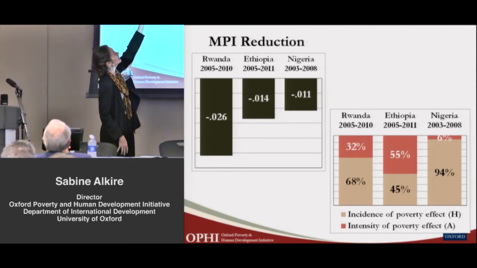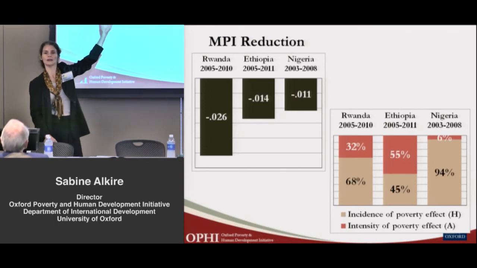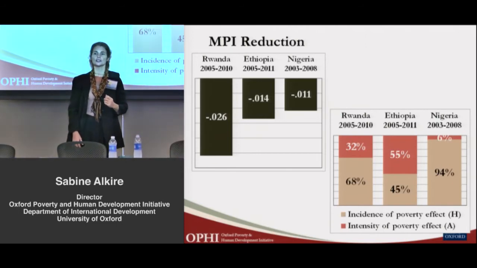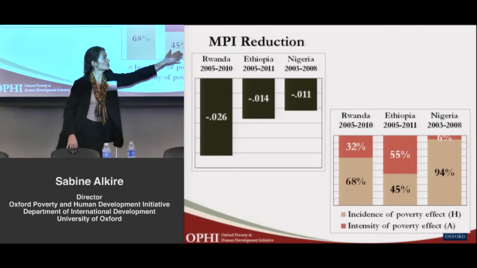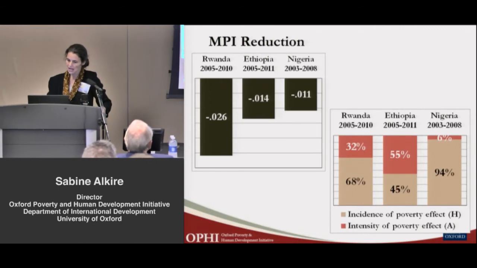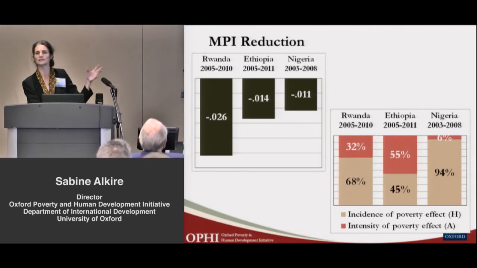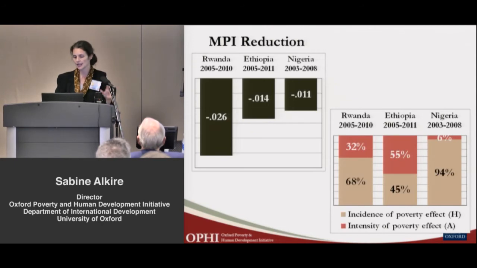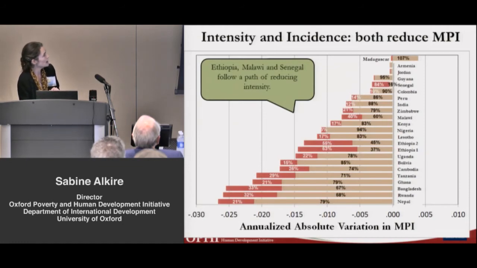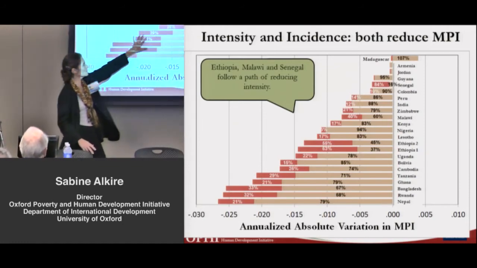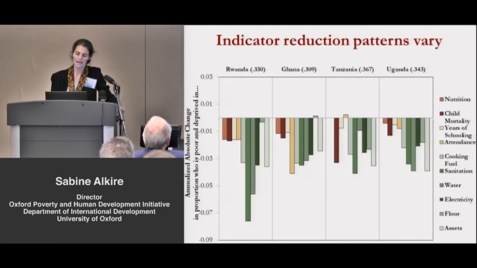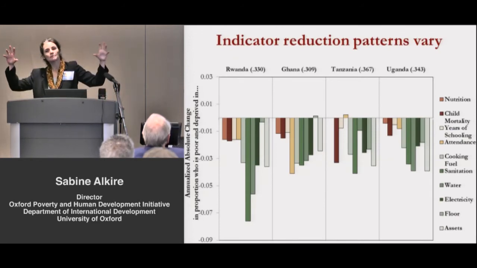So Rwanda, Ethiopia, and Nigeria, they all reduced MPI, that's the annualized rate of reduction. But in Ethiopia, more than half of the change was due to reduction in intensity. In Nigeria, only 6%. In Rwanda, 1/3. And among the fast-performing countries, they all had a relatively balanced 1/3 of intensity and 2/3 of headcount reduction. So that's all of the countries. And you can see that the fast performers did reduce intensity as well as incidence. Okay, so that's simple patterns of change.